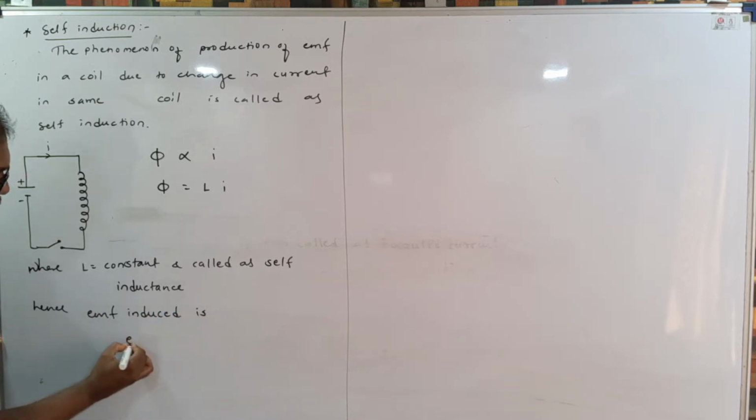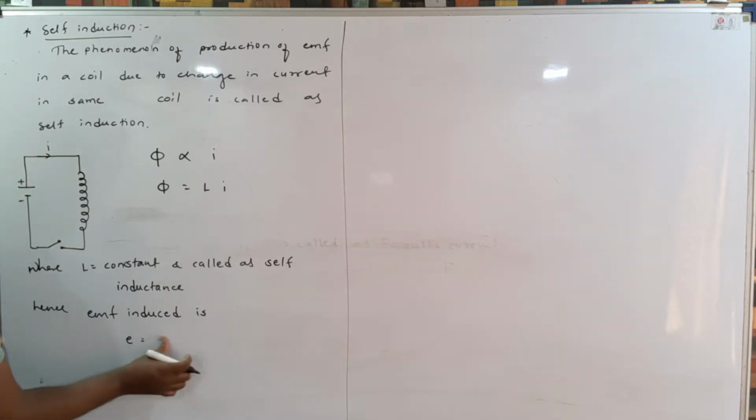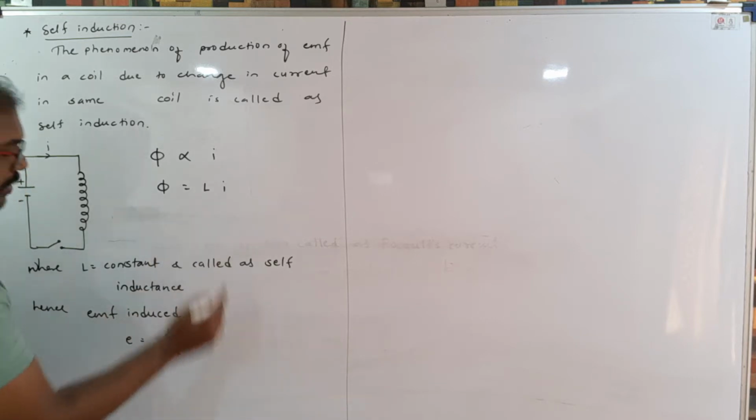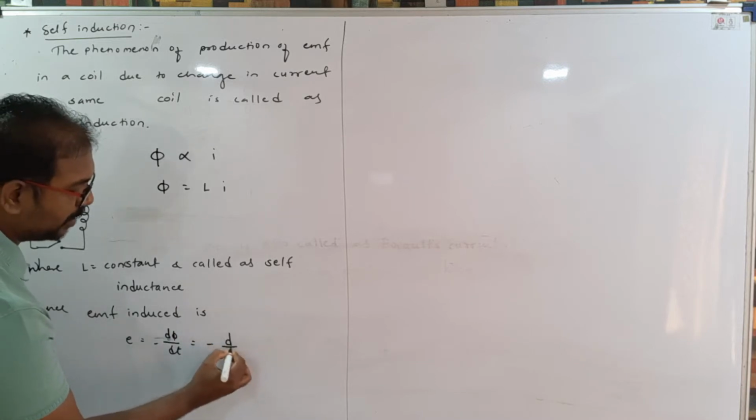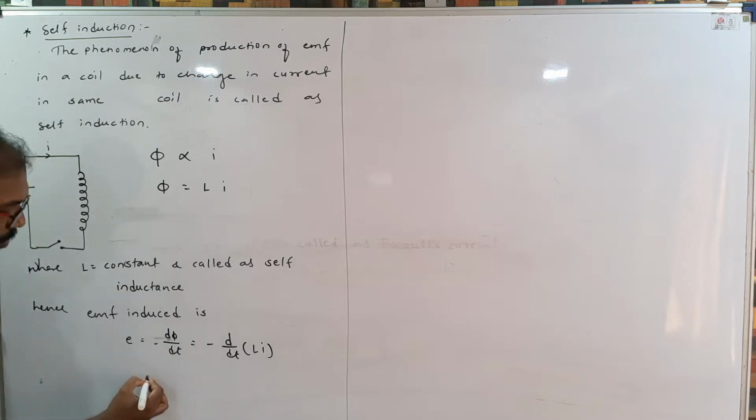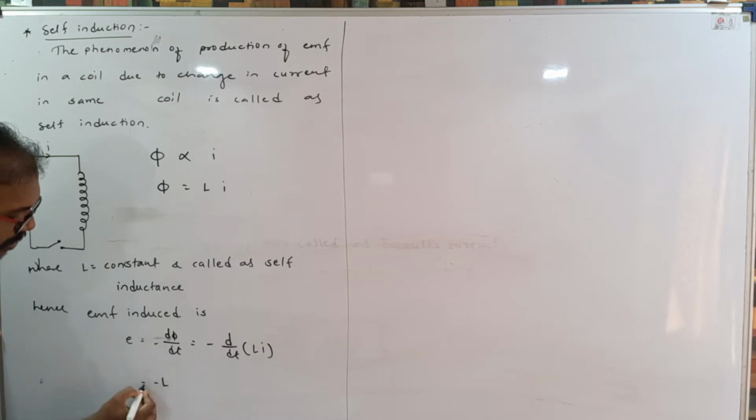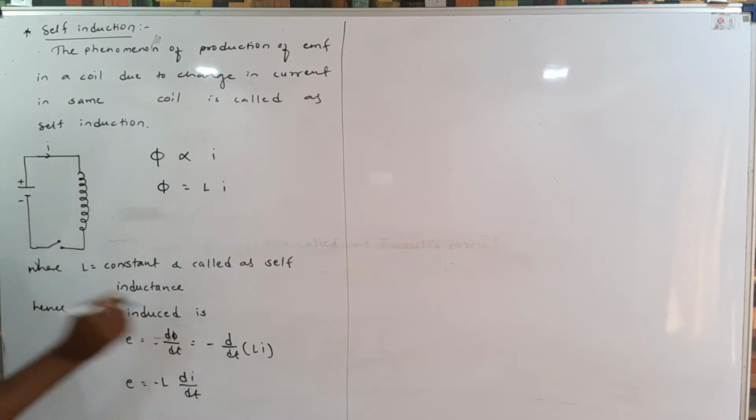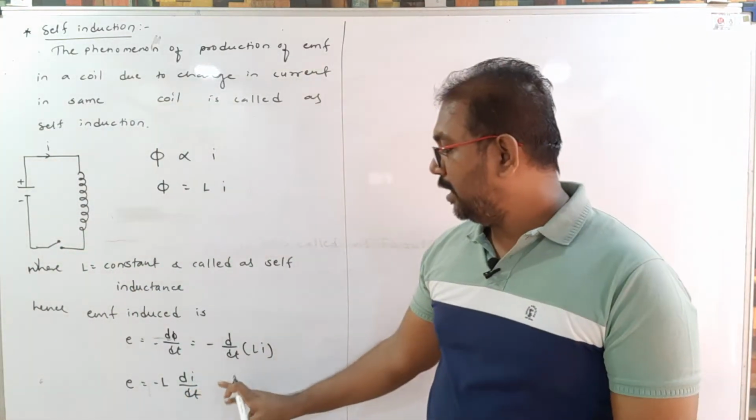Hence, I can write here EMF induced. So we know the formula of EMF induced is E is equal to minus d phi by dt. So I can substitute this phi. So minus d by dt of L into I. Now L is a constant, we can take it out. So minus L di by dt. So E is equal to minus L di by dt.